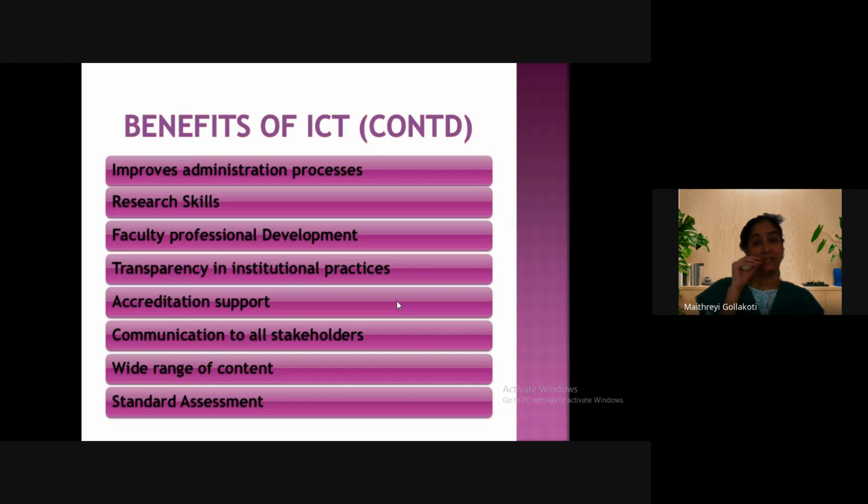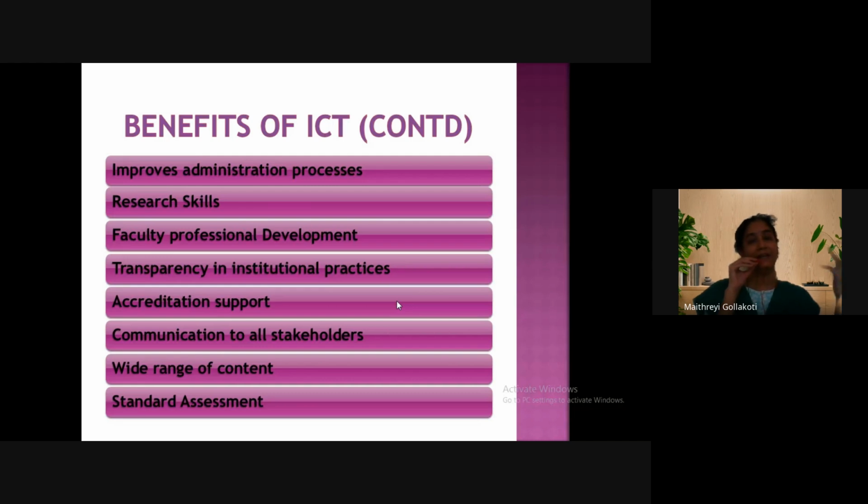And next, research skills. Without ICT, we cannot think of research at all. Because for each and every kind of research, we need ICT. We need to take our information, store it, and we need to compare it with similar research that is happening elsewhere in the world. And for all these things, ICT can be used.